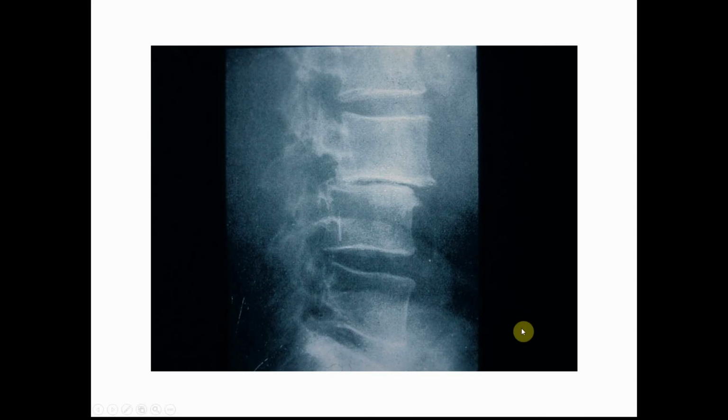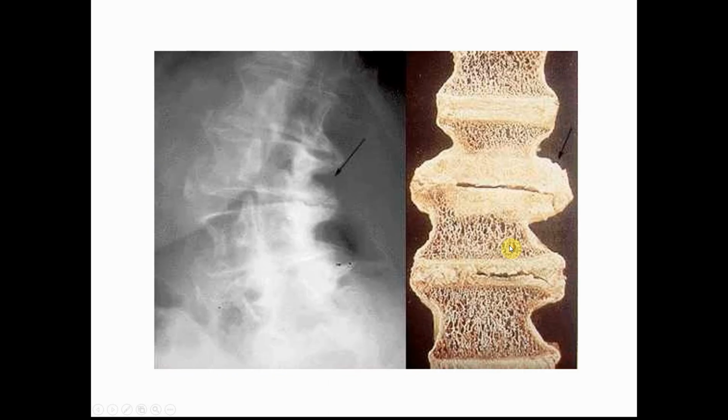Here's some more arthritis of the lumbar spine. You can see we've lost most of the disc space through here. And here's a really, really bad one. Now this is what it looks like grossly. You can see we've lost the intervertebral discs. We've got these huge osteophytes.